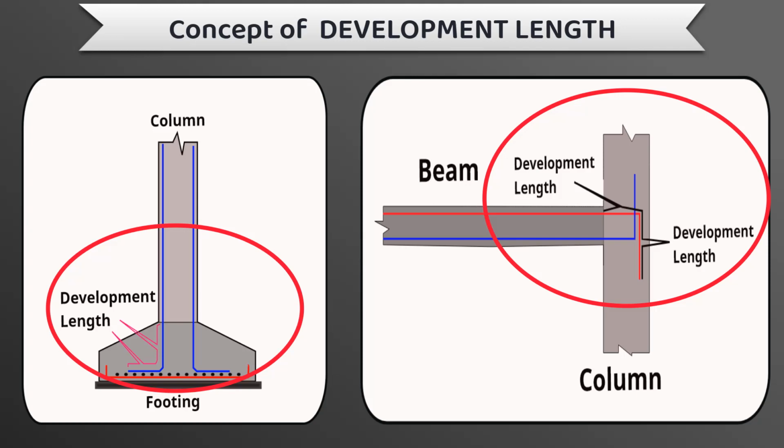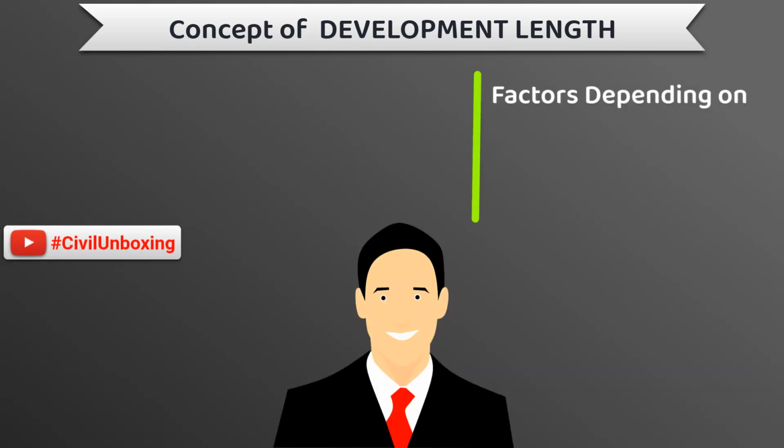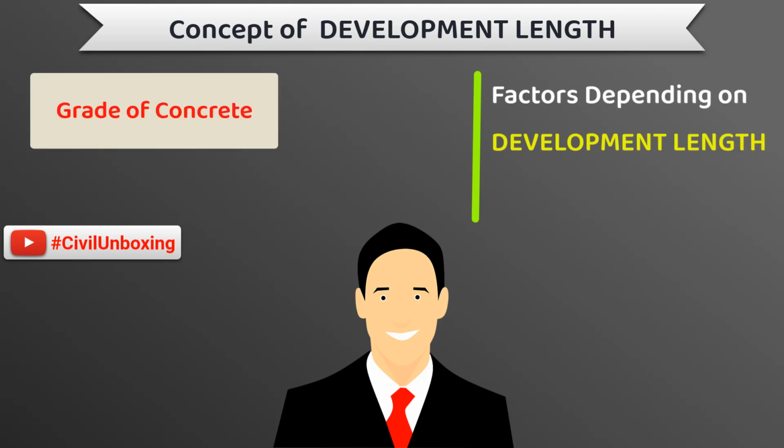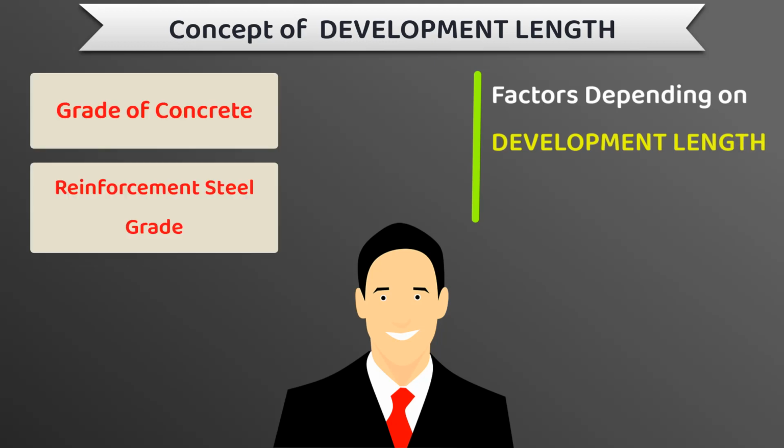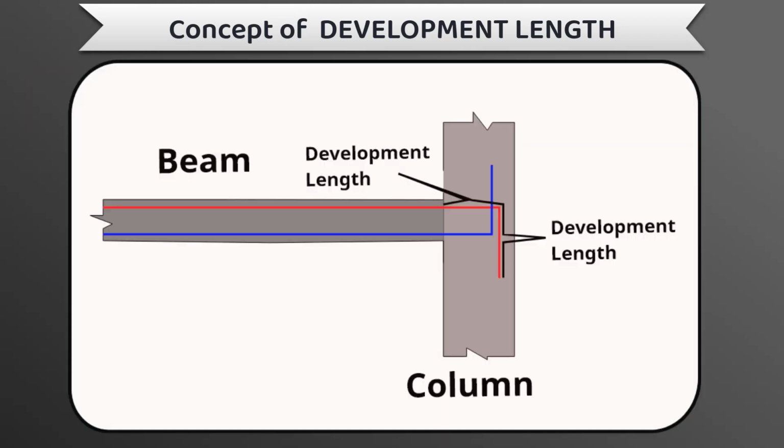Now we will understand what factors have to be kept in mind for calculating development length. The factors are the grade of concrete of the members, the steel grade of the reinforcement, and lastly the diameter of the reinforcement bars. Let's take a look at the procedure for providing LD. Let's jump into some pictorial representation.